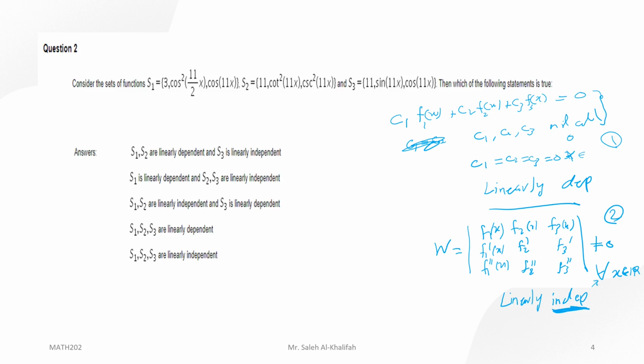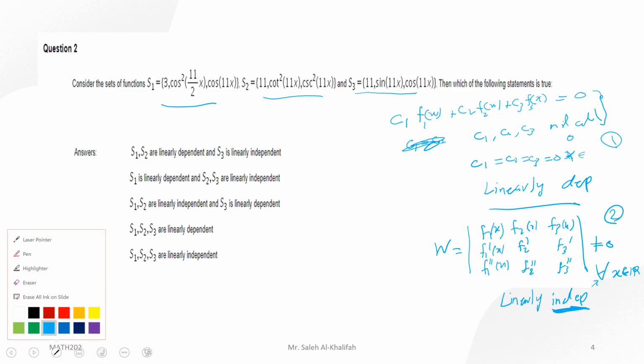If the determinant is not equal to 0 for all x, we say linearly independent. If there is a value of x such that this determinant equals 0, we cannot say that they are linearly independent. Then for set 1 and set 2 راح احلها بالديفينيشن، لأن الرانسكيان هنا شوي راح ياخذ وقت متعب. طبعا الرانسكيان مو صعب لكن ممكن ياخذ وقت. and S3 راح احلها بالرانسكيان.